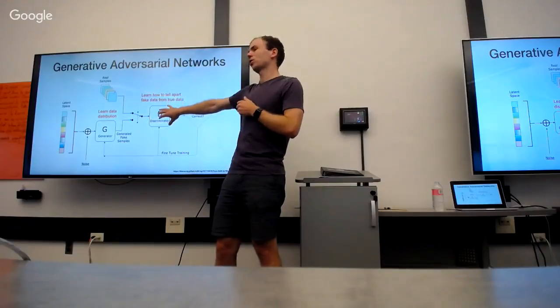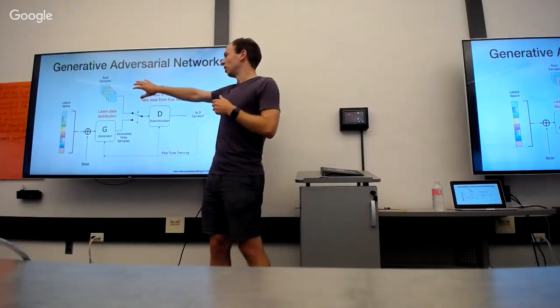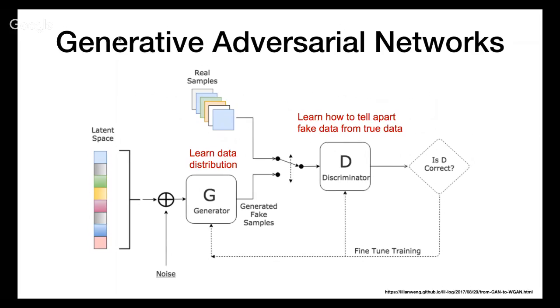So we're trying to improve our discriminator to be able to discriminate between real and generated data, and we are trying to improve our generator to fool our discriminator. So obviously they're working at odds to each other. So we're trying to find a balance between the two of them.